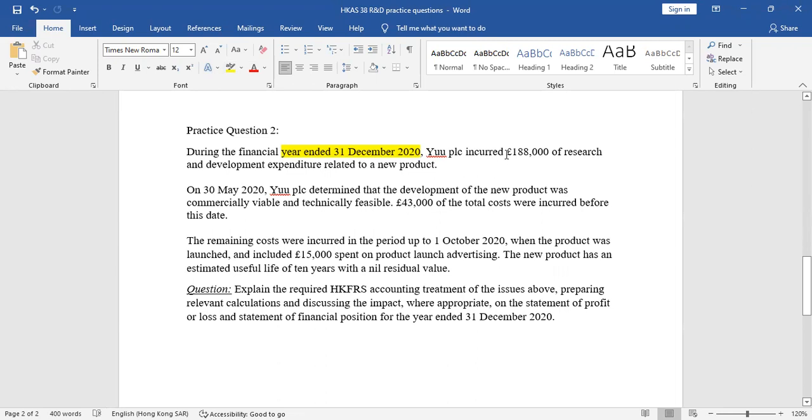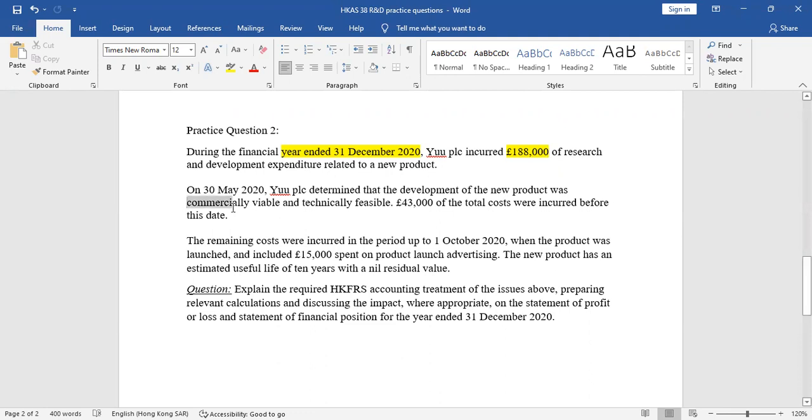YUU PLC incurred £188,000 of research and development expense. So this is the total expense, which is going to be divided among research and development, right? So this is the total expense that the company has incurred for research and development. On 30th May 2020, YUU PLC determined that the development of the new product was commercially viable and technically feasible.